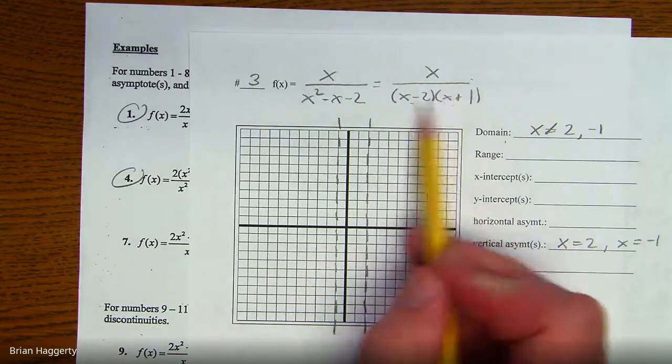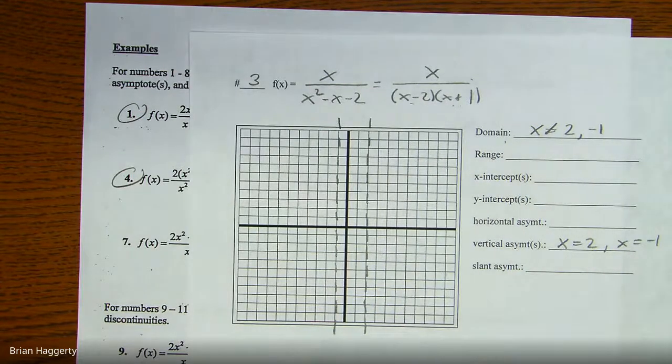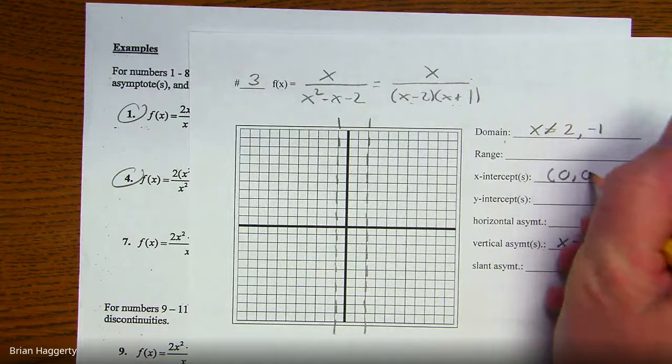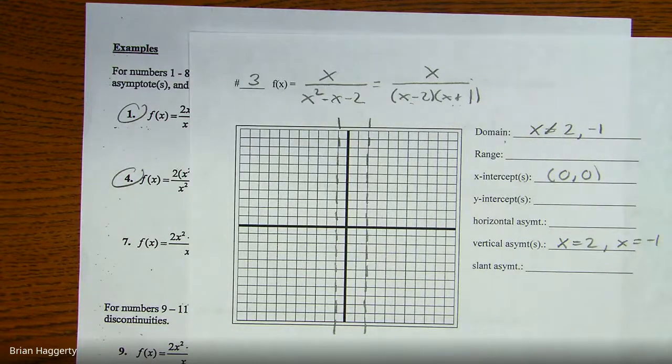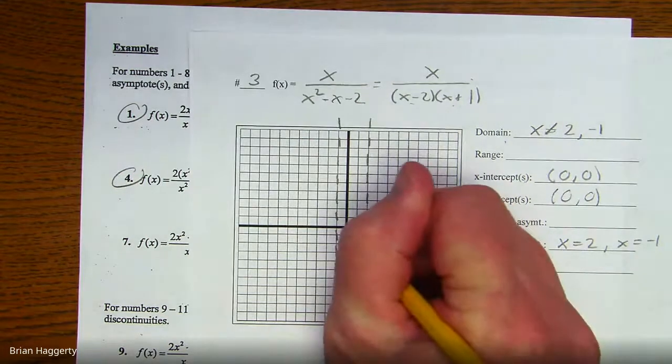Okay, as long as this thing is simplified, your x-intercepts are going to be when the top of the fraction is equal to 0. If you have a 0 x-intercept, then that has to be the y-intercept as well. So we've got that point there.